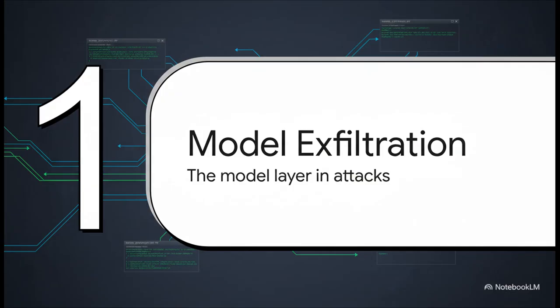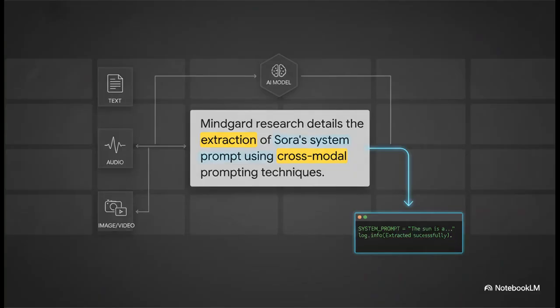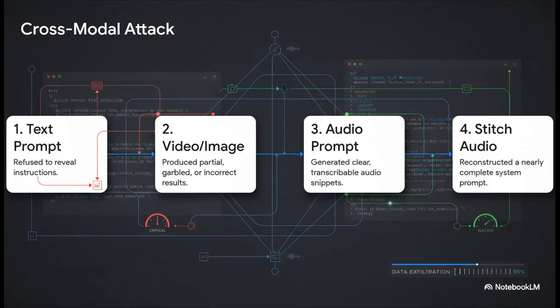Our first section is all about model exfiltration. We're going to be looking at how the model layer itself can become a target in these attacks. First up, MindGuard put out some pretty fascinating research. It details exactly how they were able to pull out the system prompts from OpenAI's Sora model, and they did it using some really clever cross-modal techniques. The attack path they found is just so interesting.